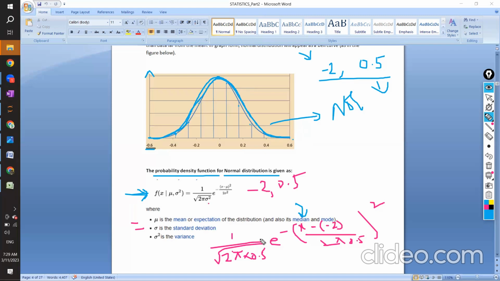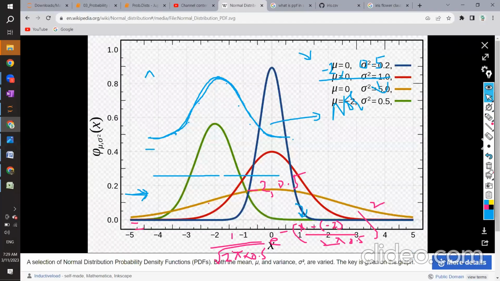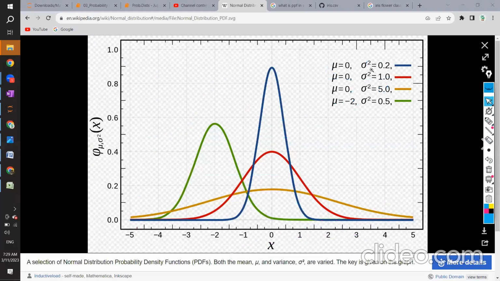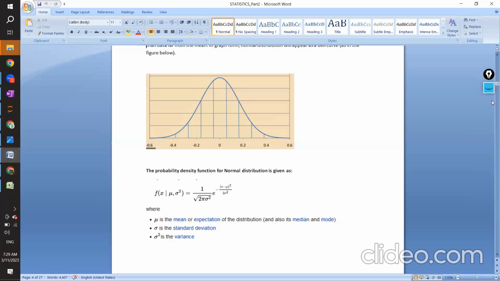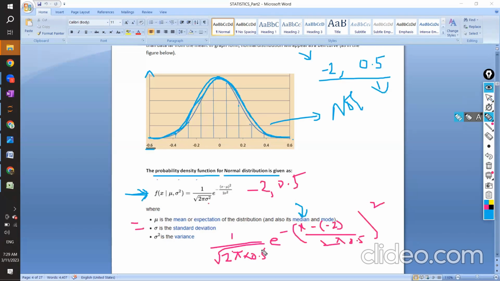As you can clearly see, if you change these values, that means if you take another value, say 0 and 0.2, the blue color, then the equation will clearly change. In the place of 0.5 you will have 0.2, and in the place of mu, in the place of -2, you will have 0. Now this becomes a completely new equation and you will have completely new values of y, and that will be a different normal distribution. It is also a normal distribution, but a different one.